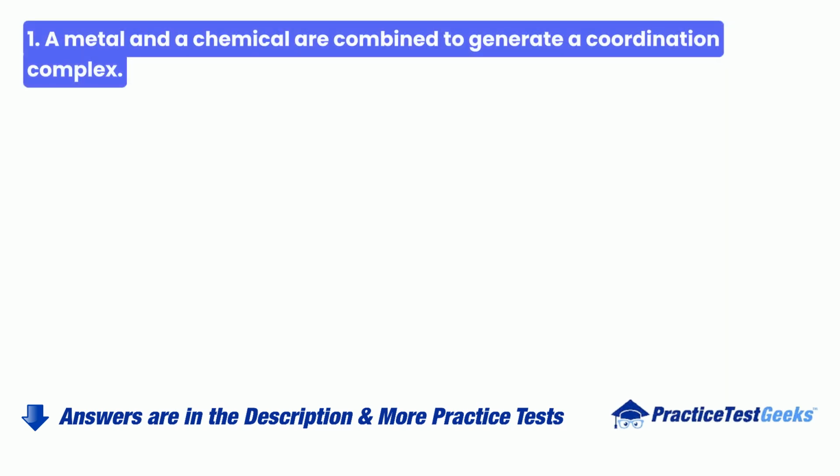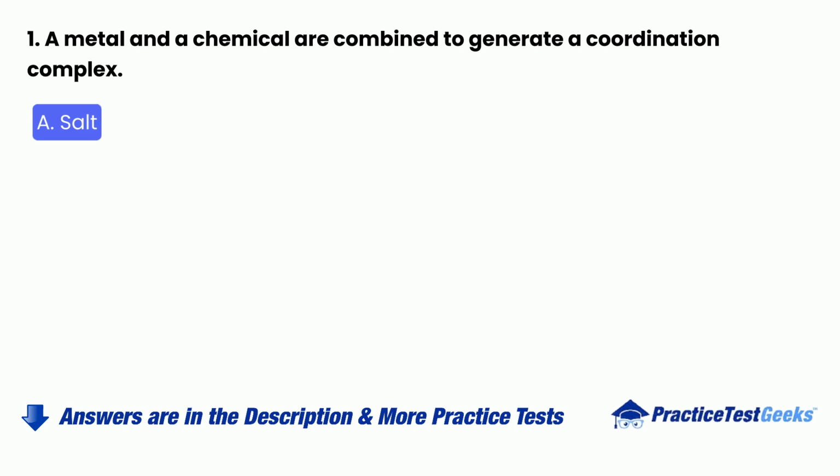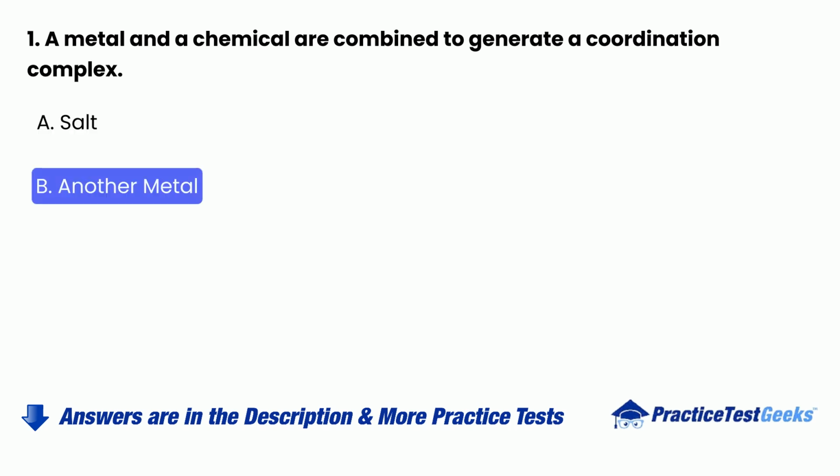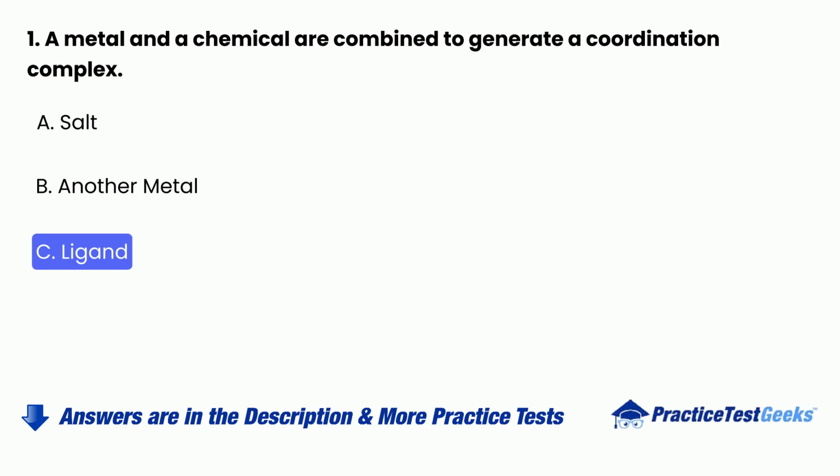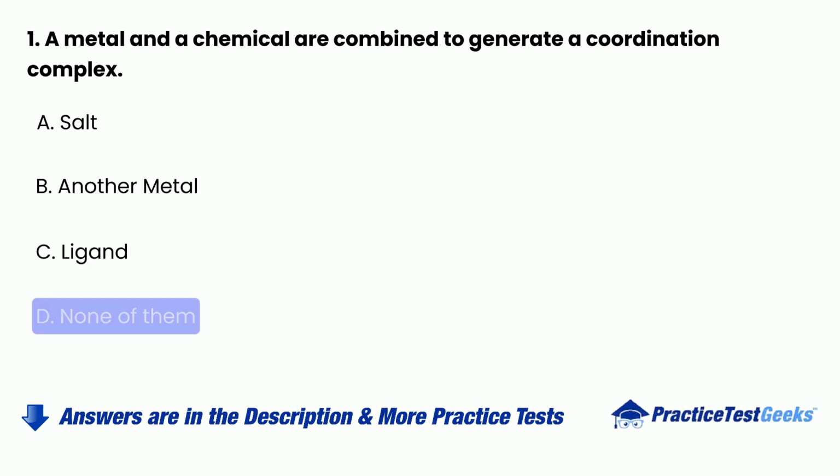1. A metal and a chemical are combined to generate a coordination complex. A. Salt. B. Another metal. C. Ligand. D. None of them.